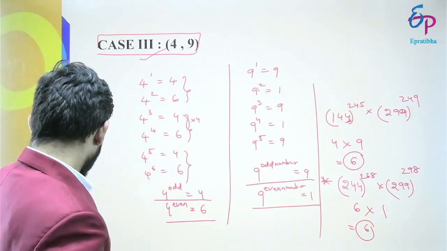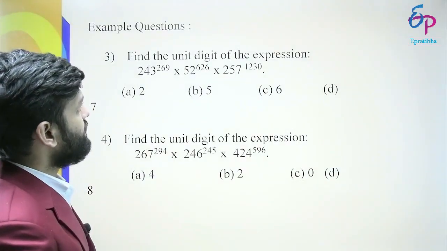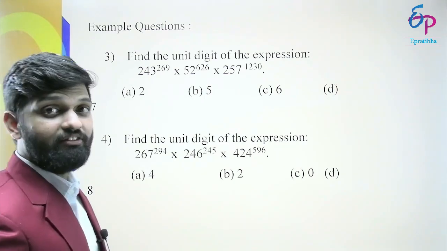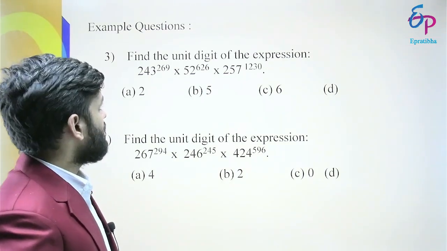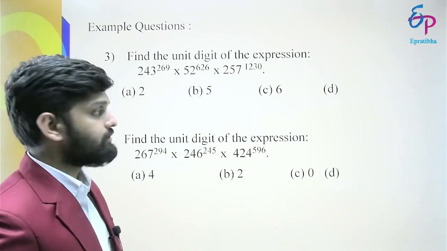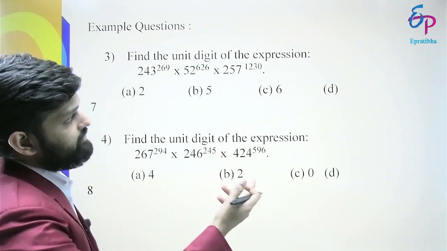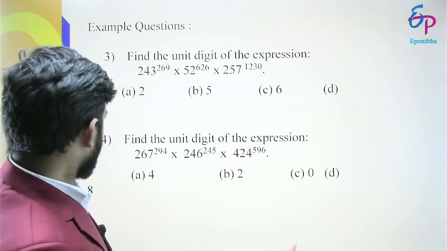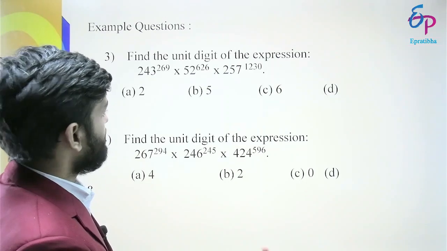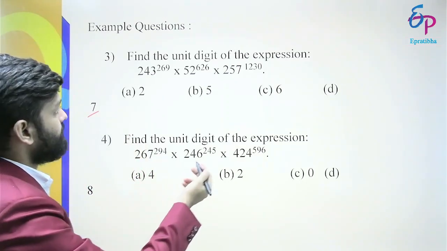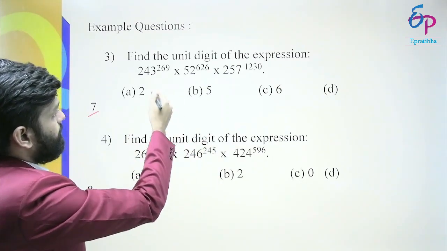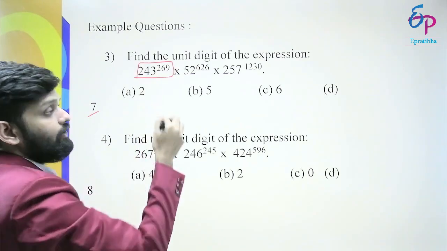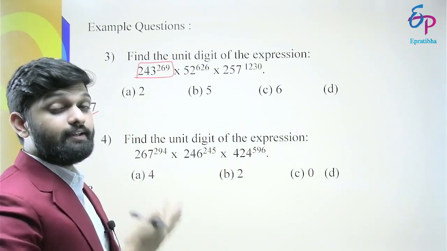Now let's see some example questions here. Find the unit digit of the expression. Too lengthy a question, right? But we can solve it, because we know the shortcuts. Something I missed: option D is not given here. It is given here, it is 7. Okay, let's see. 3 power... What is the short form of this? 3 will follow case 1, right? It will follow the cyclicity of 4.